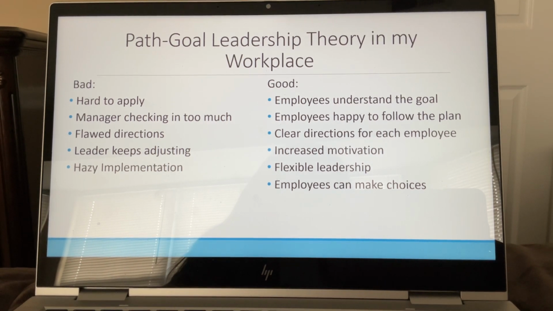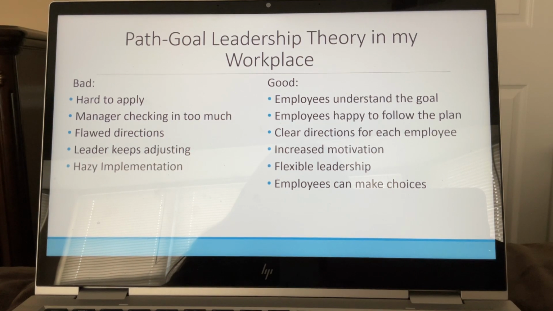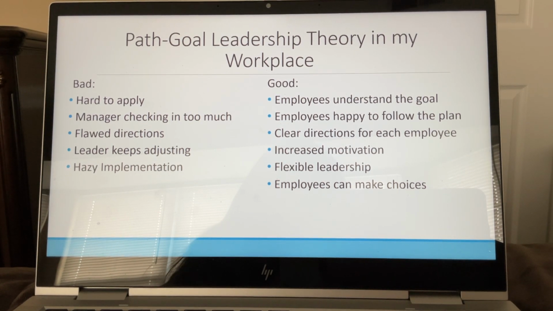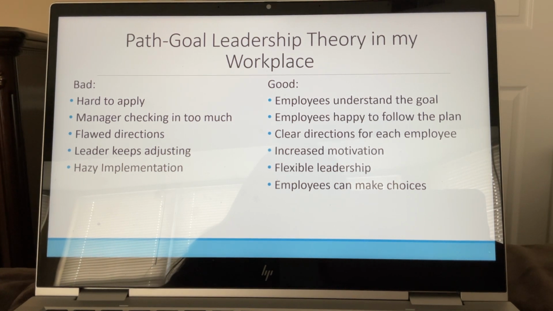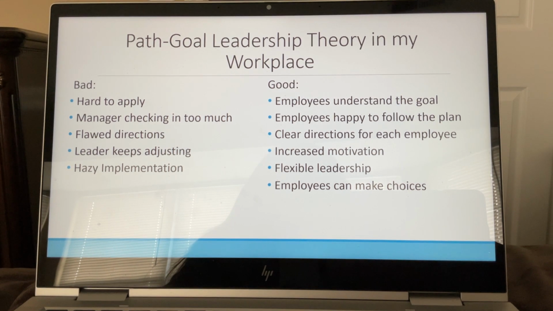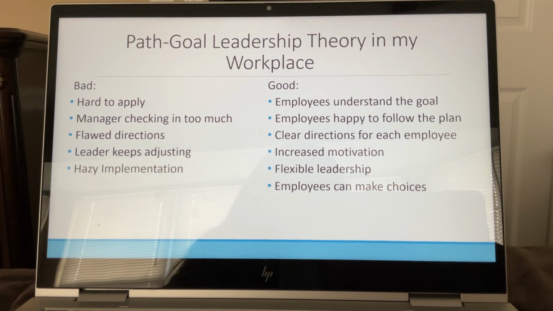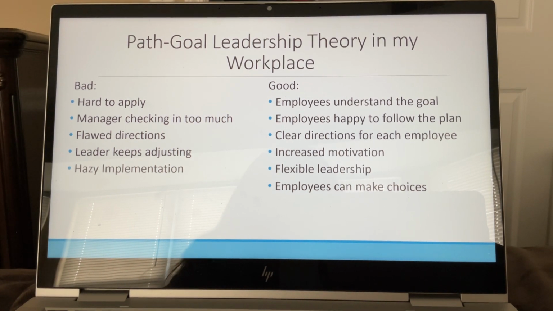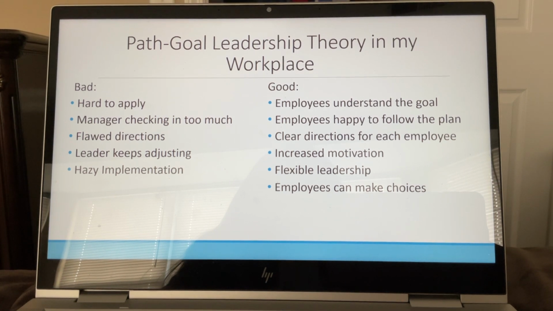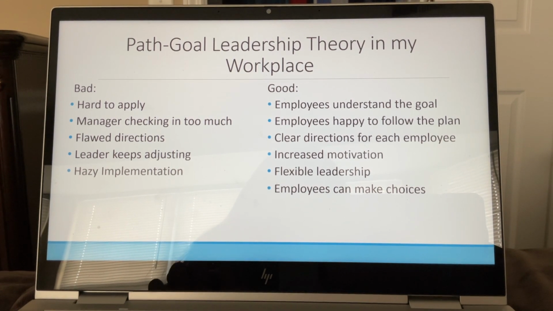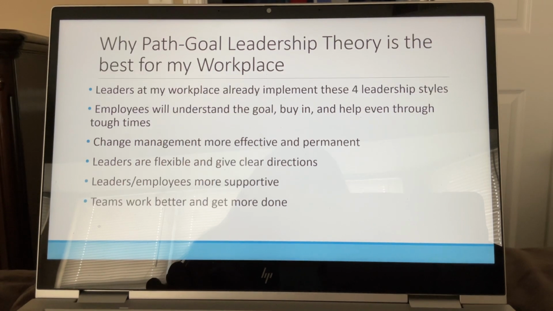So the good things about it that I think will work for each of my departments is the employees understand the goal. The employees are happy because they understand what's going on and they just want to get it done to make it happen. They have clear directions. They're now motivated. The leader is flexible in picking that one leadership style that they're going to use. And the employees are able to make choices as well, that makes them motivated.